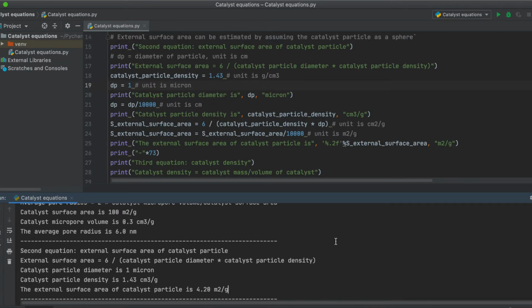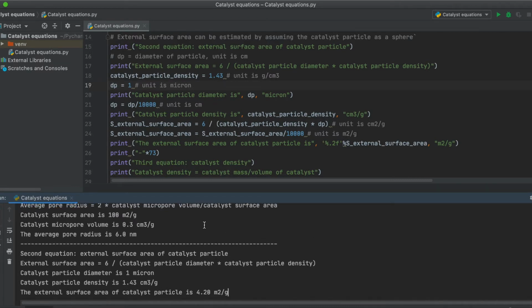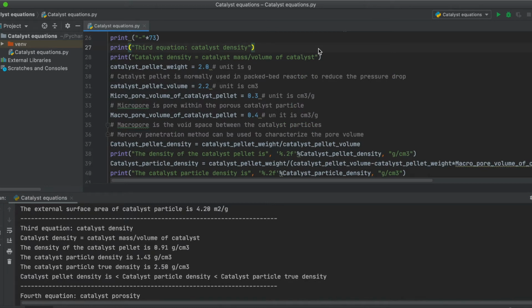Now, as you can see, if we go back to example 1, the catalyst surface area is 100. So that's the total surface area. And the calculated external surface area is around 4. So you can see the majority of the catalyst surface actually comes from the internal pores. Now let's jump to the third equation, catalyst density calculation.